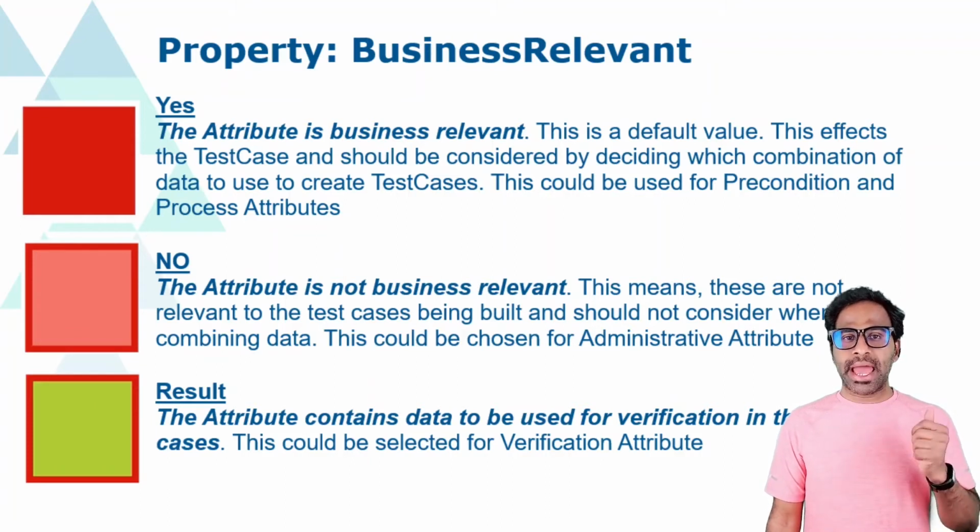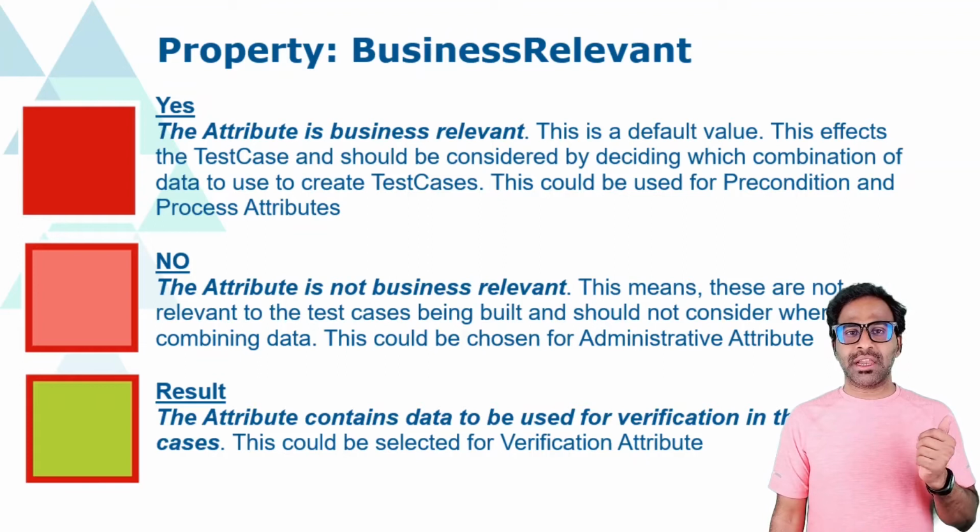If you see in the diagram, the first business relevant attribute is notated by red color, and the second one, which is not a business relevant attribute, is notated in orange color, and then the third one, which is a result business relevant, is notated in green color. Hope you understand. These are all very important concepts while creating your attributes. So you have to decide what kind of business relevant I can use while creating my attribute.